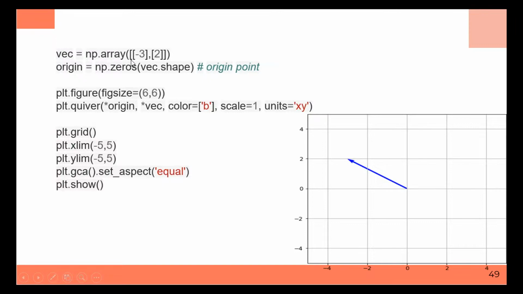Vector equal to np dot array, and in a two-dimensional array we have minus 3, comma 2 as a tensor. Origin, np dot zeros. Np dot zeros is the method which will fill your matrix, called vector dot shape, with zeros. I mean a matrix with zeros, no values existing. It is like an initial value. For example, in my program I'll make I equal to 0 initially. As simple as that. Alright?